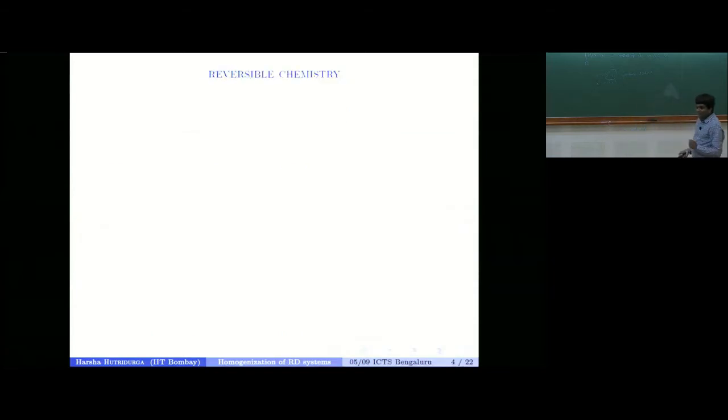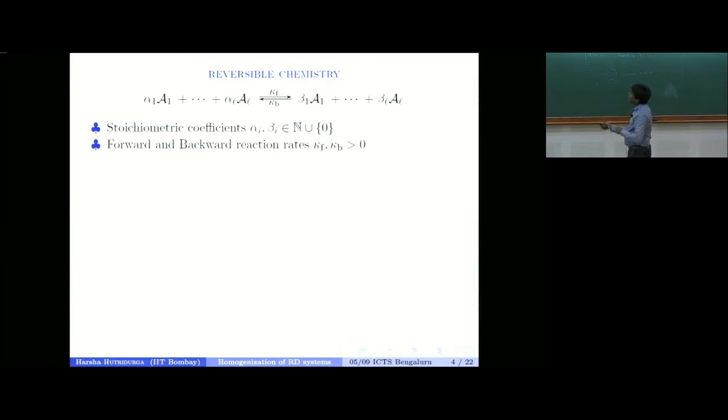Now for the reversible chemistry, this right-hand side we have. So these chemical species are involved in a reaction like this. All of them combine together to give something nice. There is some chemistry happening. And these alpha i's and beta i's could be 0. They are just some numbers, usually called stoichiometric coefficients in chemistry. And these kappa F and kappa B are called reaction rates. These are the rates at which the chemical reaction happens. So this is a typical reversible chemistry.